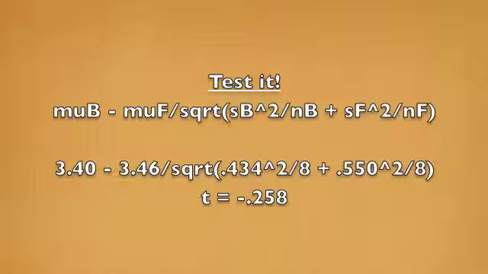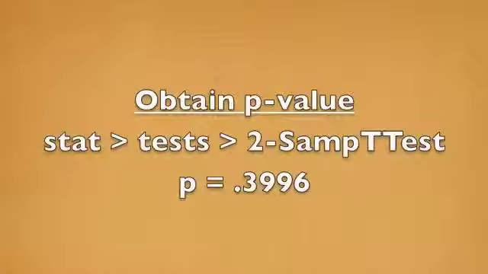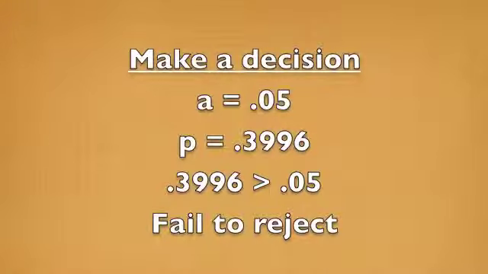The next step is to obtain a p-value. So we're going to go over to stat and go over to tests, and we're going to do the two-sample t-test. After calculating everything, we should get a p-value of 0.3996. Next, we're going to make a decision.